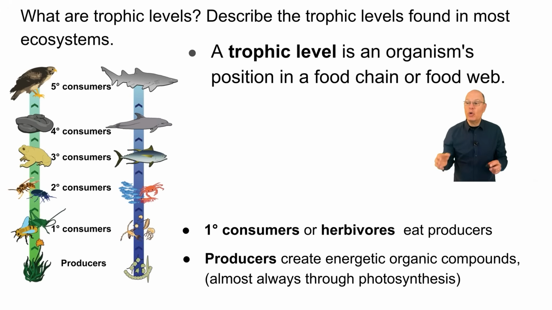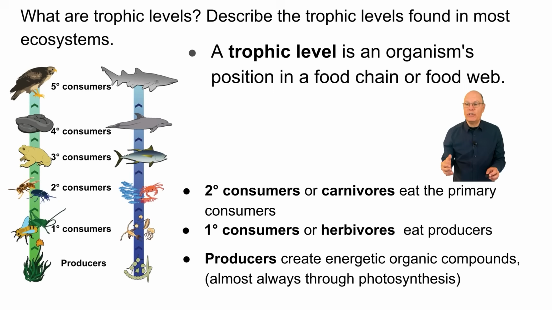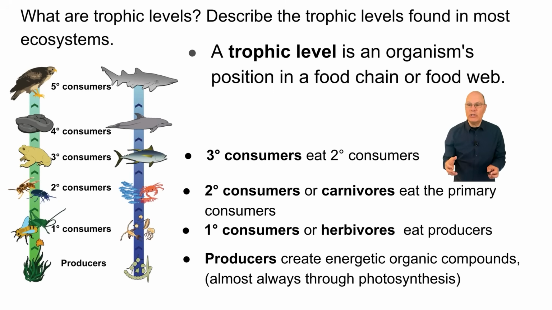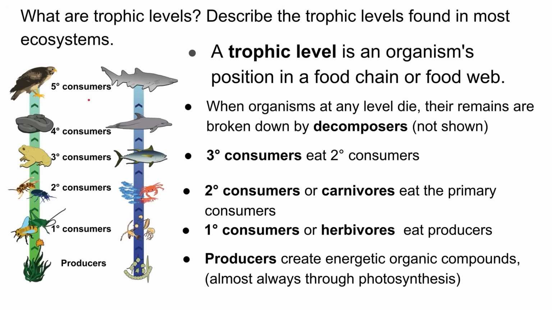Primary consumers or herbivores eat the producers. Secondary consumers or carnivores eat the primary consumers. Tertiary consumers eat secondary consumers, and the level goes up to fourth level and fifth level consumers. When organisms at any level die, their remains are broken down by decomposers, really important but not shown in this diagram of a food chain.